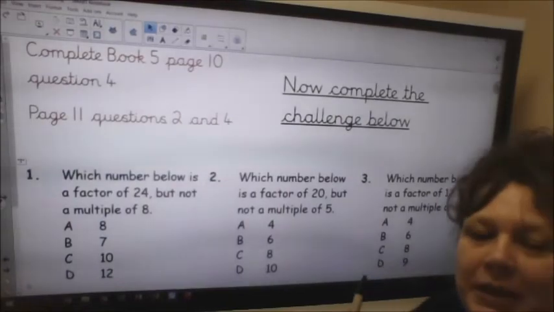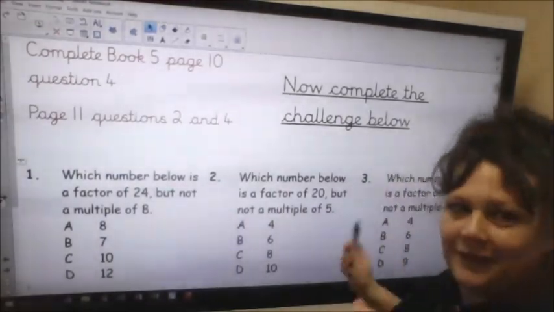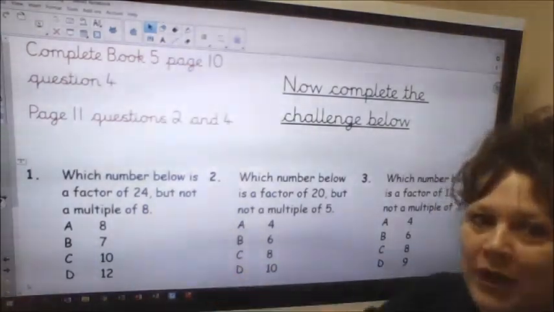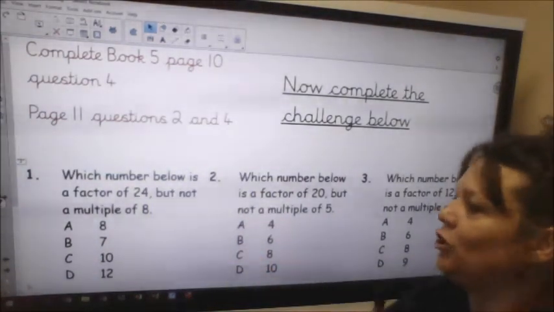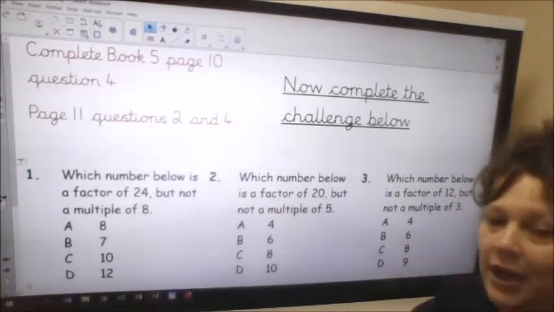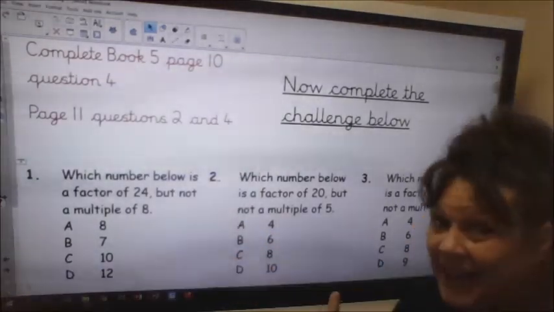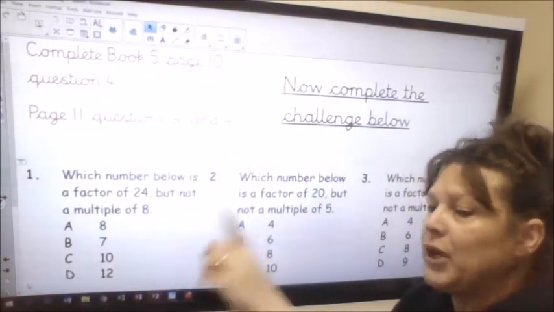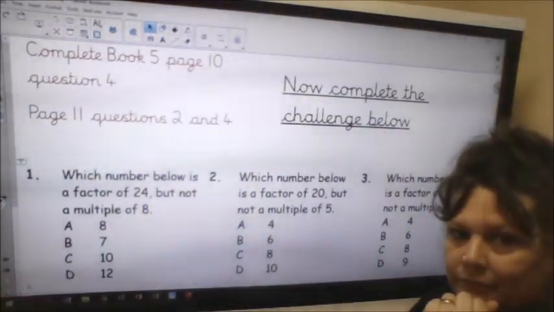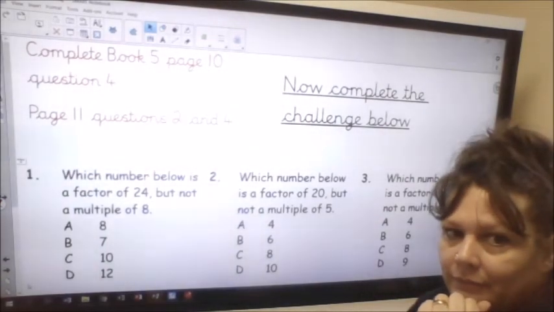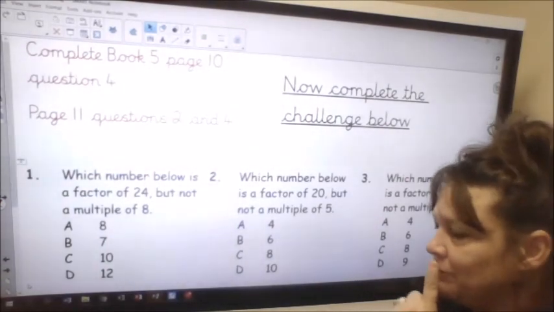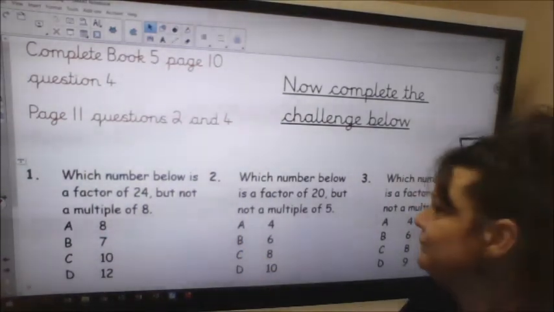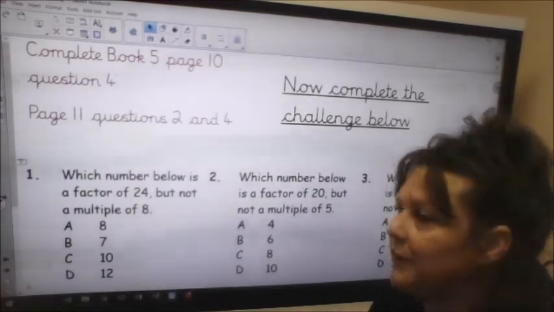And I've been very, very sneaky with this. So let's have a look. I've given you 4 answers, A, B, C, D, and I've given you a little question. So you've got to work out which number below is a factor of 24, so it goes into 24 without leaving any remainders, but it isn't a multiple of 8. So it's not a multiple of 8, but it is a factor of 24. Okay, which of those numbers is it?